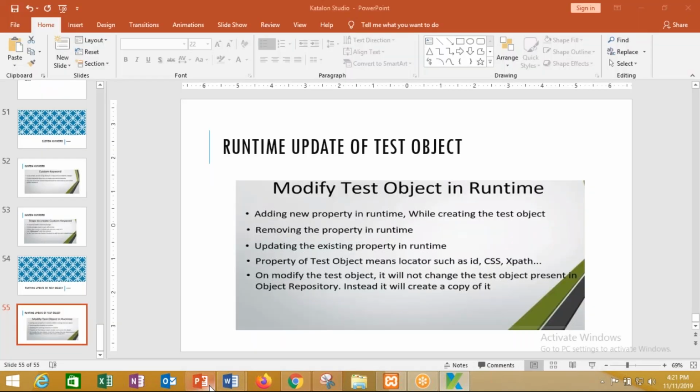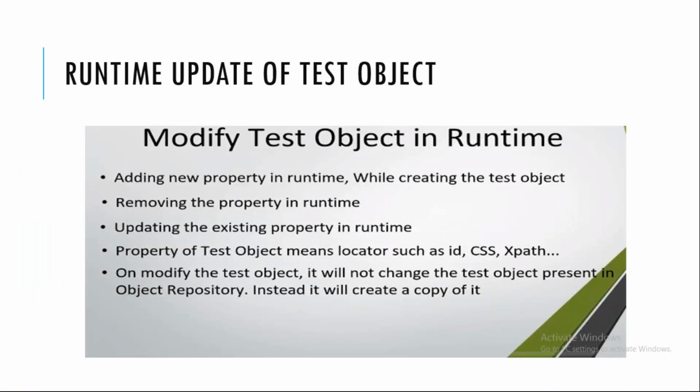This is nothing but the concept of modifying your test object at runtime. If you look at this PPT, you can add a new property at runtime while creating the test object, remove a property at runtime, or update an existing property at runtime. This is generally needed when the properties you have used, such as ID, class, XPath, CSS selector, and their values, are not working fine. So you can add a new property while creating the test object, remove a property if it is not working, or update an existing property at runtime.